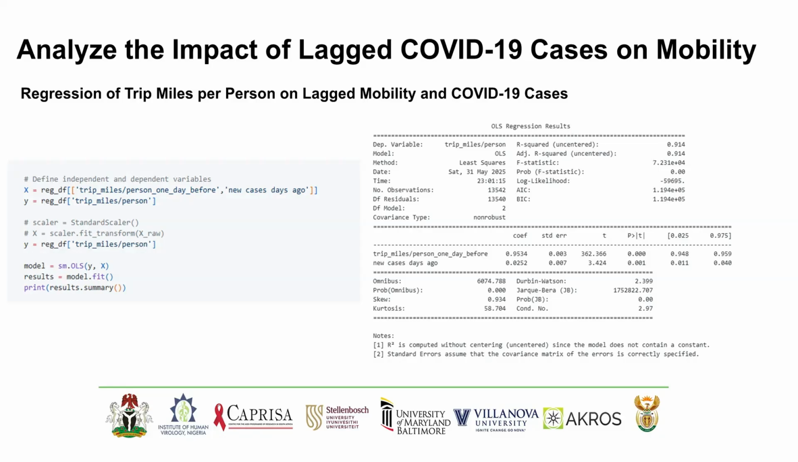Finally, we look at trip miles per person, which measures total travel distance per individual. The regression results again show a very high R2, above 0.9, indicating the model explains most of the variance. The coefficient for lagged COVID-19 cases is small but significant, meaning as cases rise, people not only make fewer trips, but also travel shorter distances. This confirms that public health trends have a measurable lagged effect on how far and how often people move.